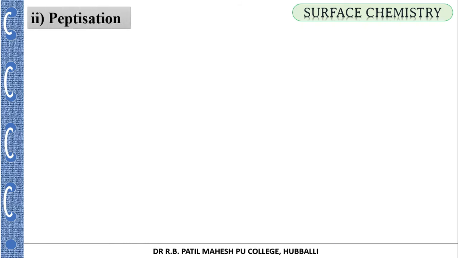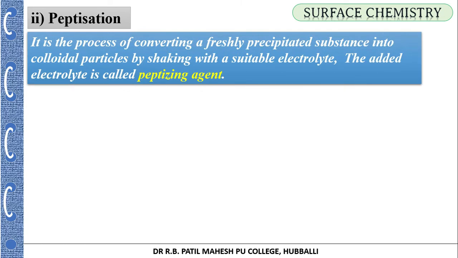Now let us see the next method that is used for the preparation, that is peptidization. Very important method. They ask this method for 2 marks. See, peptidization involves the conversion of freshly prepared precipitate into colloidal particles by shaking it with a suitable electrolyte. The added electrolyte is also called a peptizing agent. Students, what is peptidization? It is a conversion of freshly prepared precipitate into colloidal sol or colloidal particles. How? By shaking or mixing it with a suitable electrolyte. And whatever suitable electrolyte we use here is called the peptizing agent.